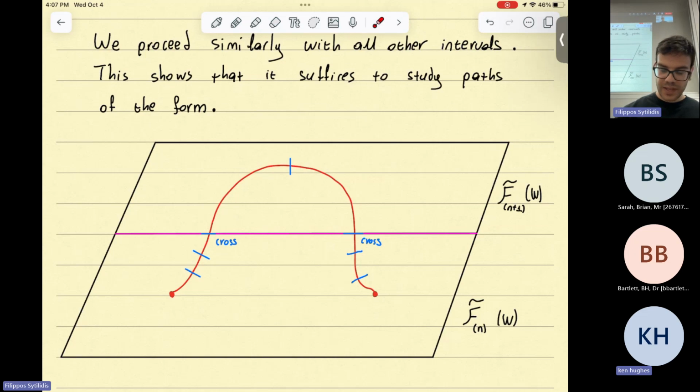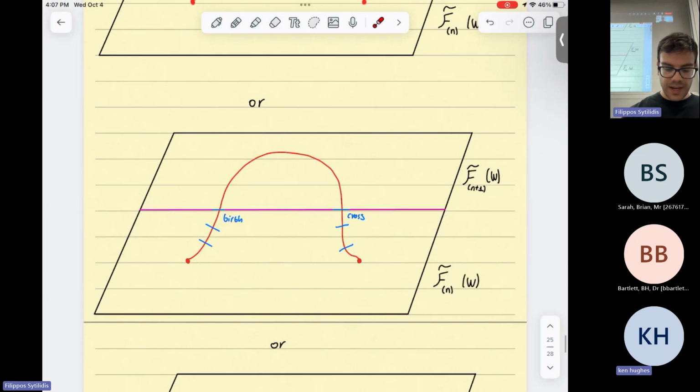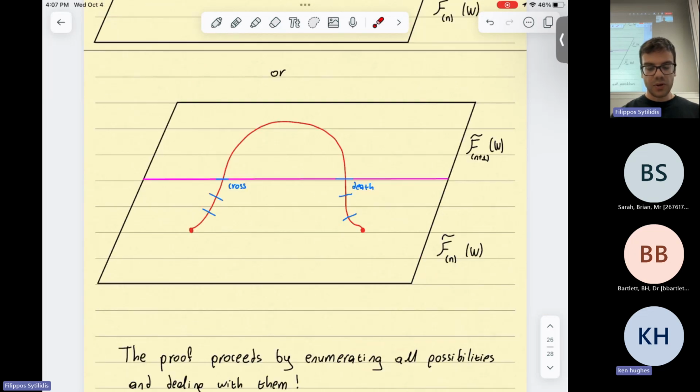One thing is it has this form. I have a cross when I am going to n plus 1. Here I will have either a cross or a cusp that is neutral, it doesn't change the badness. Here I would have a cross again. Or I might have this configuration where here I've had a birth, and then here I have a cross and nothing in between. And here I have a cross and here I have a death and nothing in between.